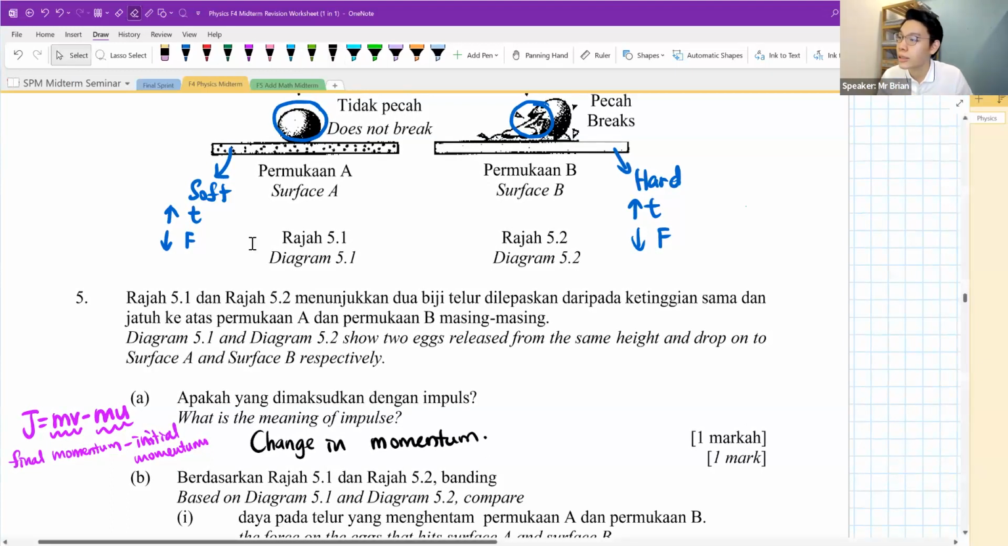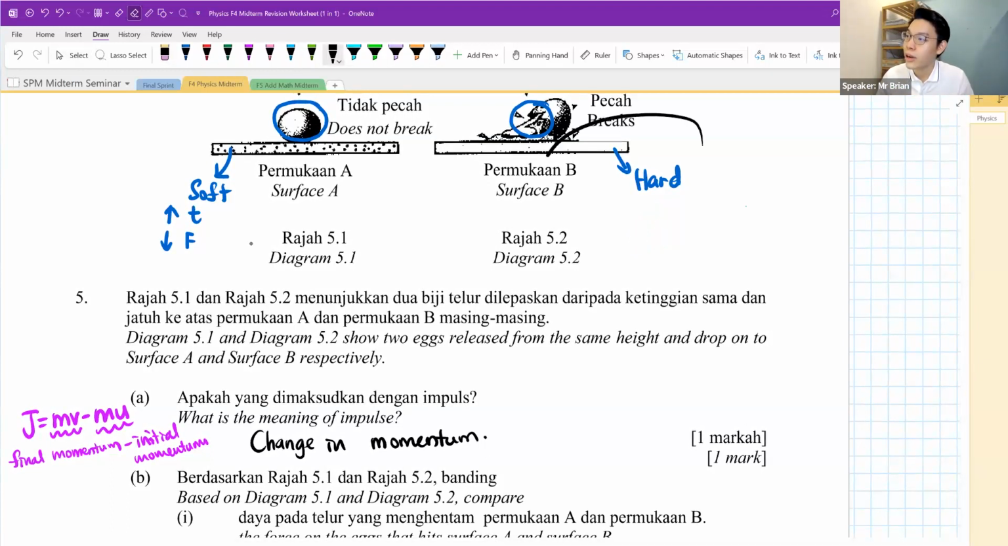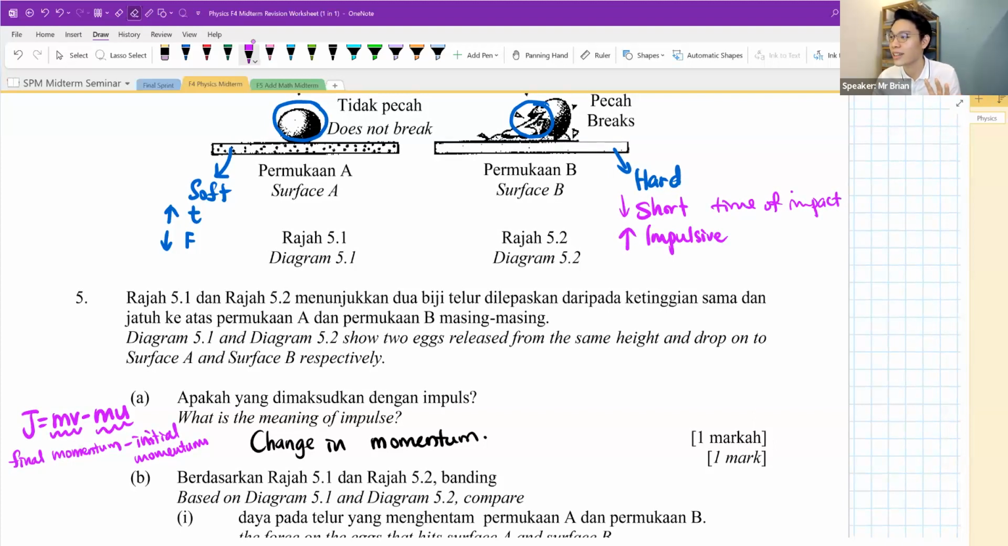Sorry, yes, I made a mistake here. My bad. Correct. Thanks for letting me know. Okay, for a hard surface, the time is shorter. Shorter time, more impulsive force. Please correct this if you have written this down. I've made a mistake, a terrible one, sorry. Okay, more force. Got a lot of force so that the egg can break.